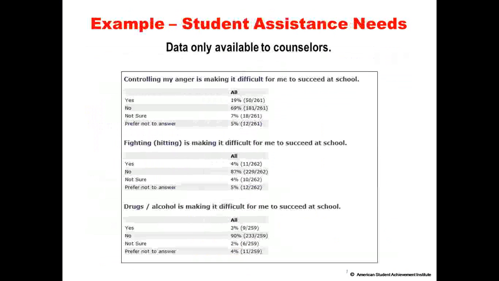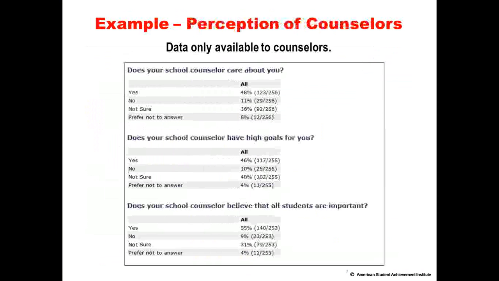Examples of student assistance needs, and remember this data is only available to counselors and only for groups, not for individual students. Controlling my anger is making it difficult for me to succeed at school. Fighting or hitting is making it difficult for me to succeed at school. Drugs or alcohol is making it difficult for me to succeed at school. And the perceptions of counselors, some examples of those. Does your school counselor care about you? Do they have high goals for you? Do they believe that all students are important? And again, this data is only available for counselors and only as group data, never for individual students.